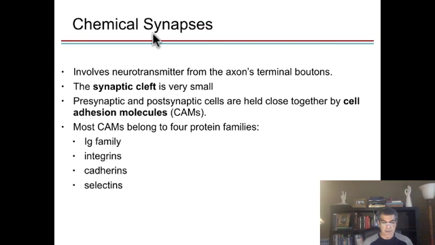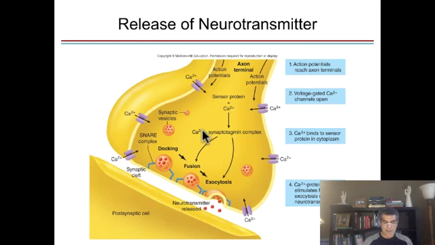What is chemical synapse? A chemical synapse is a synapse between two neurons or between a neuron and a muscle where the communication is not through direct contact between one cell and another cell. Here's the end of one neuron, and let's say this is another neuron. This neuron and the other neuron, presynaptic and postsynaptic, are not attached to each other. As you can see, there's a cleft, there's a space between these two. So that means I have to transfer information from the first neuron to the second neuron.